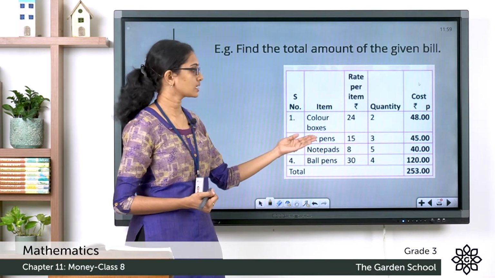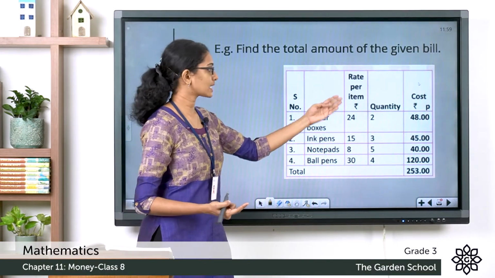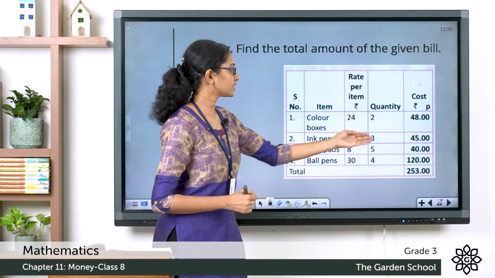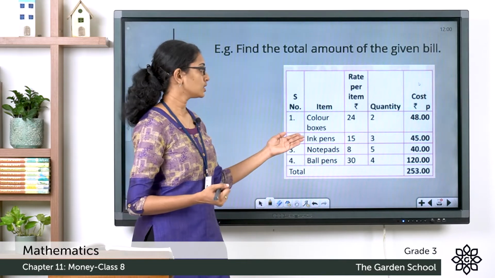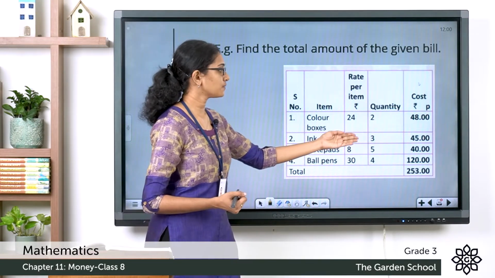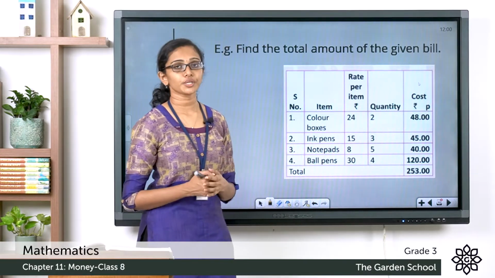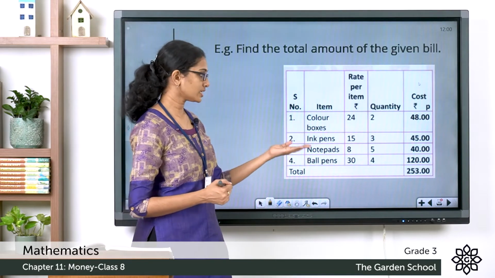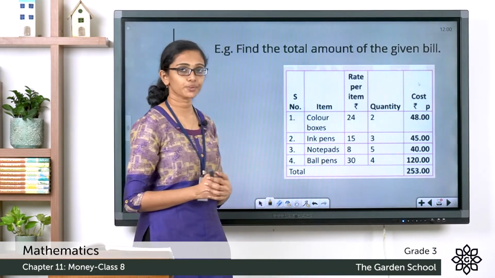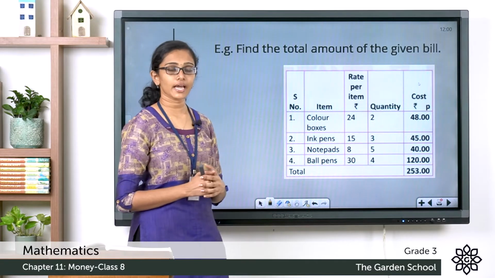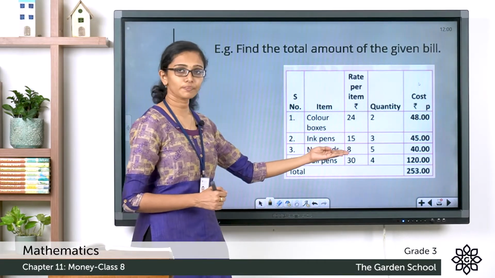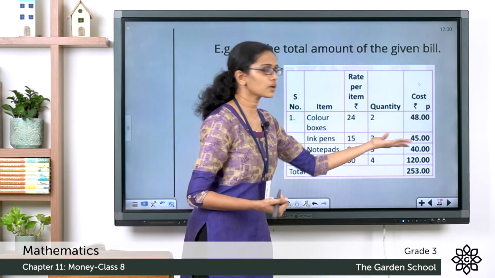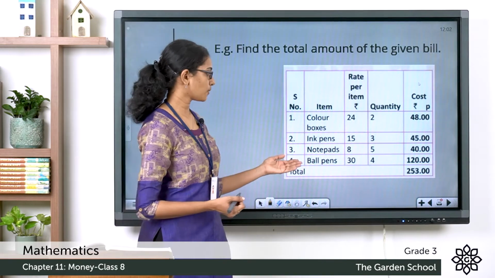Now we have ink pens and the cost of one ink pen or the rate per ink pen is equal to 15 rupees and you are buying a quantity of 3 ink pens. So what is the cost of 3 ink pens? It will be rupees 15 into 3 and that is equal to 45 rupees. Now the third item, notepads. The rate per item, the cost of one notepad, is equal to 8 rupees and you are buying 5 notepads there. So the total cost of 5 notepads will be rupees 8 into 5, which is equal to a total amount of 40 rupees. Now the last item, the fourth one, ball pens.